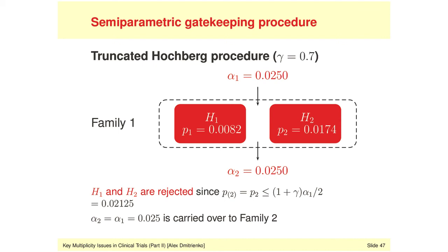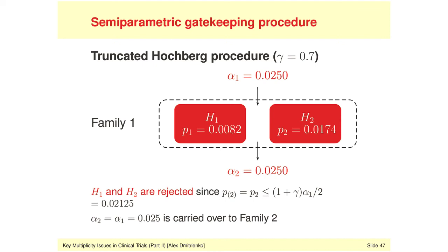We're also going to pay close attention to how much alpha will be transferred to the secondary family. This quantity is denoted by alpha 2. That's the quantity that is shown below the primary family. It is quite easy to show using the rules that we have discussed for the truncated Hochberg procedure that the larger of those two p-values in the primary family is in fact less than or equal to (1 plus gamma) times alpha over 2. And as a result, we can claim that both hypotheses are rejected in the primary family. With this information, we can state that the primary objective of the trial has been met.